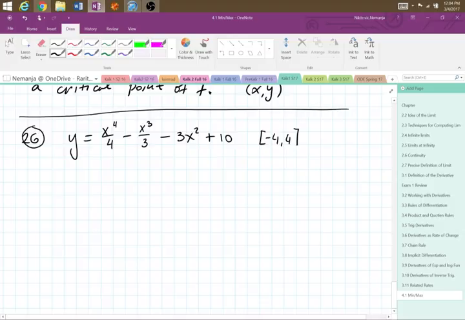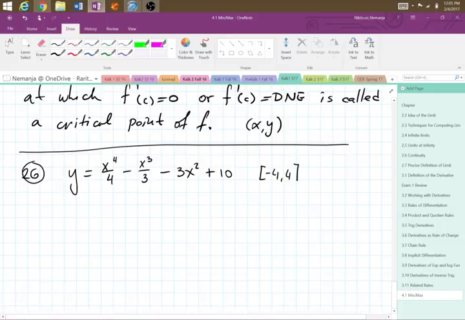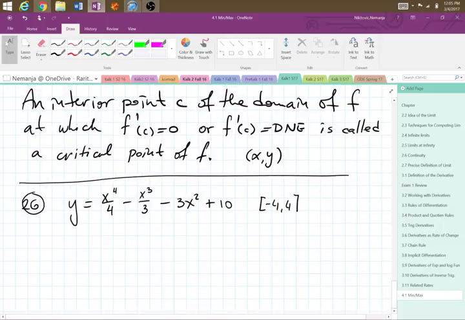All right, so let's go. Take the derivative, set it equal to 0. So we are going to take the first derivative, set it equal to 0, solve the equation, plug values back in to get y values, and then we'll see what's what.